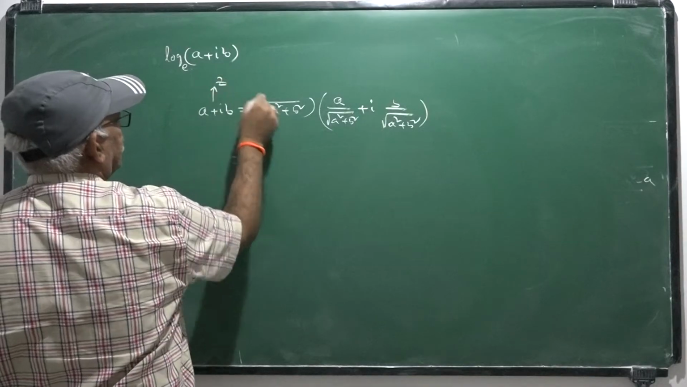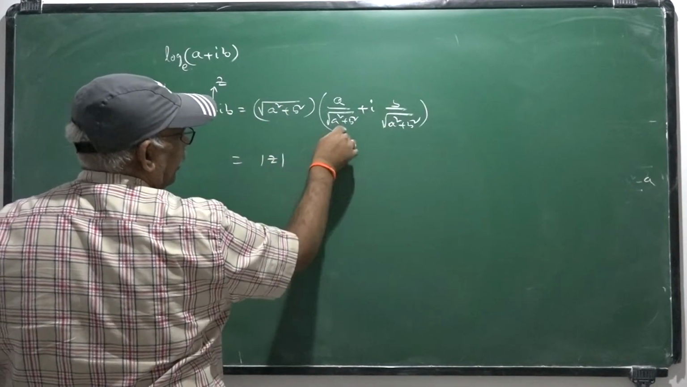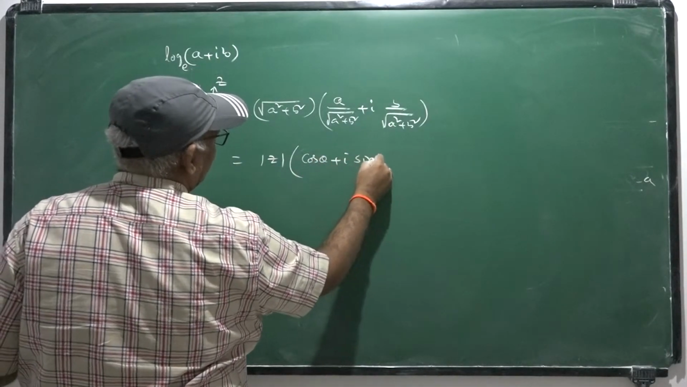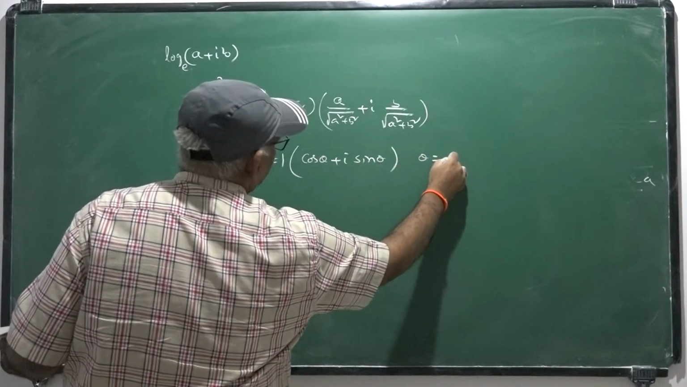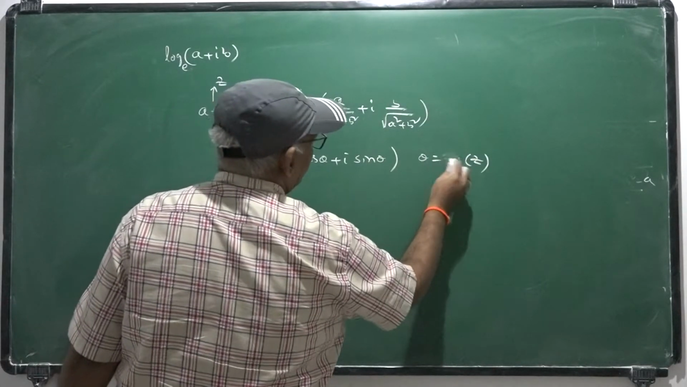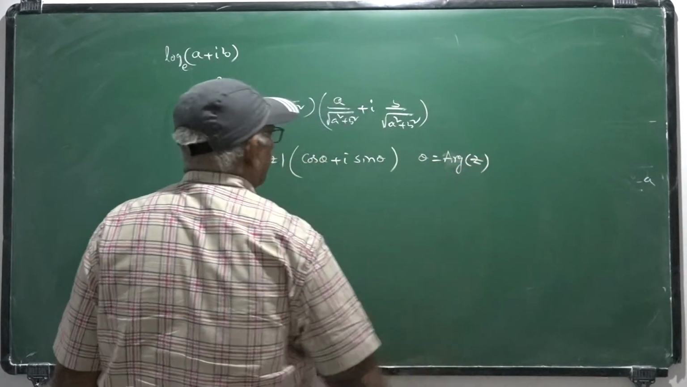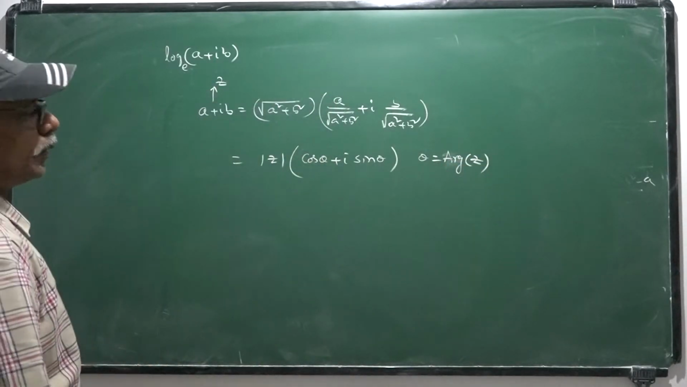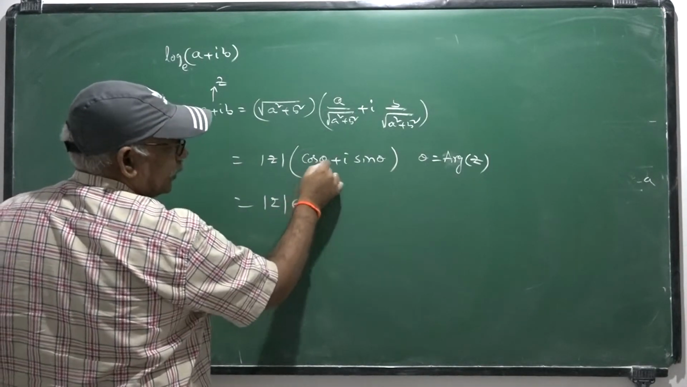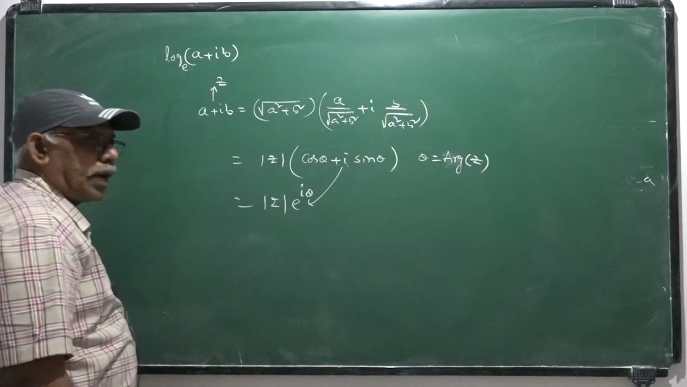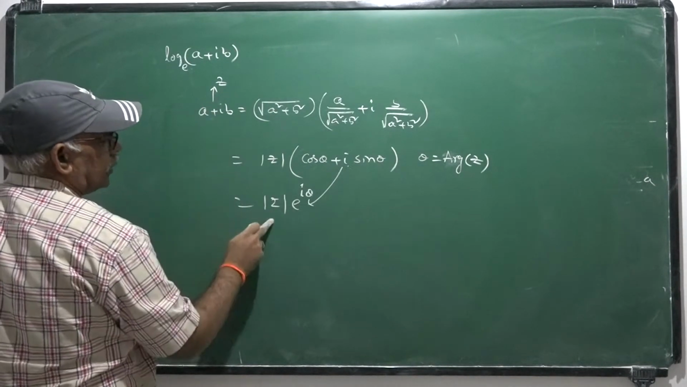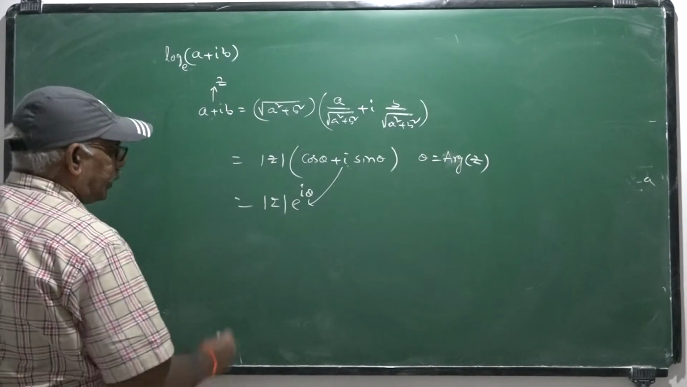So this is mod z into cos theta plus i sin theta, where theta is the principal argument of z. So this can be written as mod z into e power i theta. This is the exponential form of a complex number. Once this is z, this is mod z e power i theta.